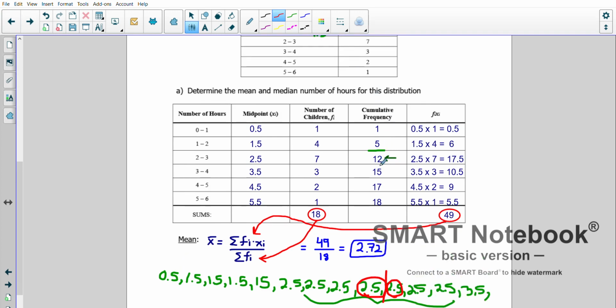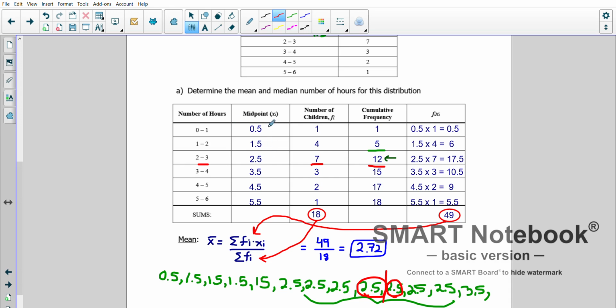So as you can see, I've continued to fill this out. So when I was here at 5 students so far, when I add the next interval, which contains 7 students, what's the number of students in my running total now? Well, I had 5 before. I've added another 7, so now I have 12. So what this number 12 means is that between the interval of 0 to 3, there are 12 students.